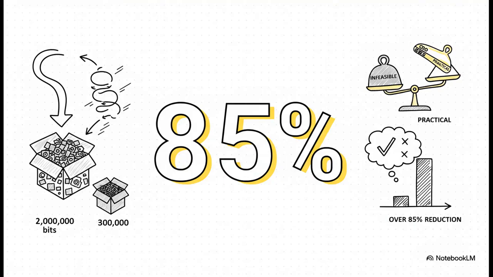And the results were just stunning. In that one example, with an error rate of about 6%, the new method reduced the required storage space from 2 million bits down to less than 300,000. That's a reduction of over 85%. That's the difference between an idea being practical and being completely impossible.